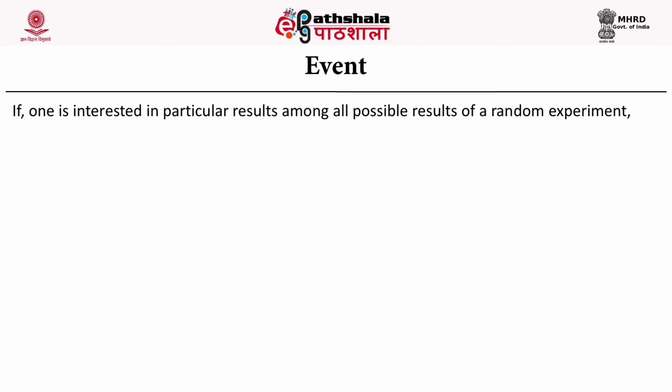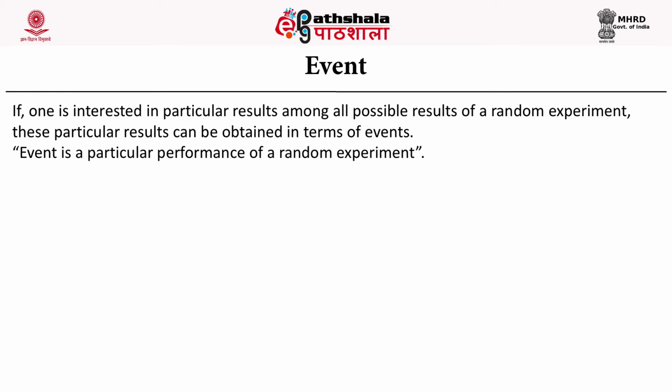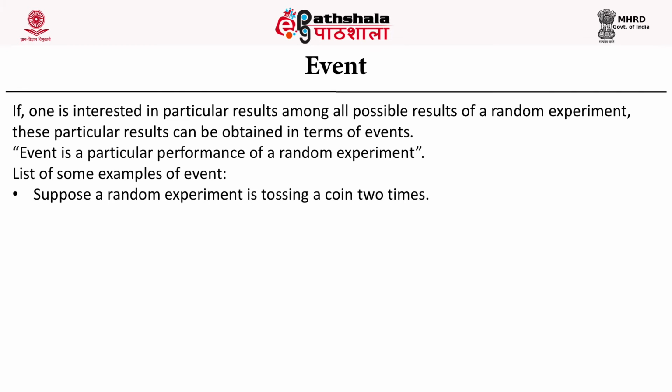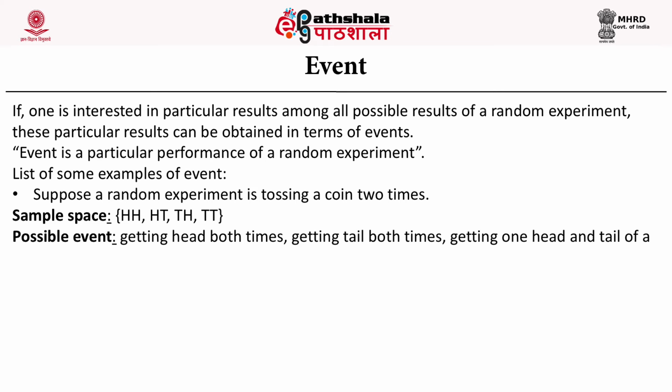Events. If one is interested in different results among all possible results of a random experiment, these particular results can be obtained in terms of events. An event is a particular performance of a random experiment. Let us list some examples of events. Suppose a random experiment is tossing a coin 2 times. The sample space is HH, HT, TH and TT. So the possible events are getting head both times, getting tail both times, getting one head and one tail of a coin.